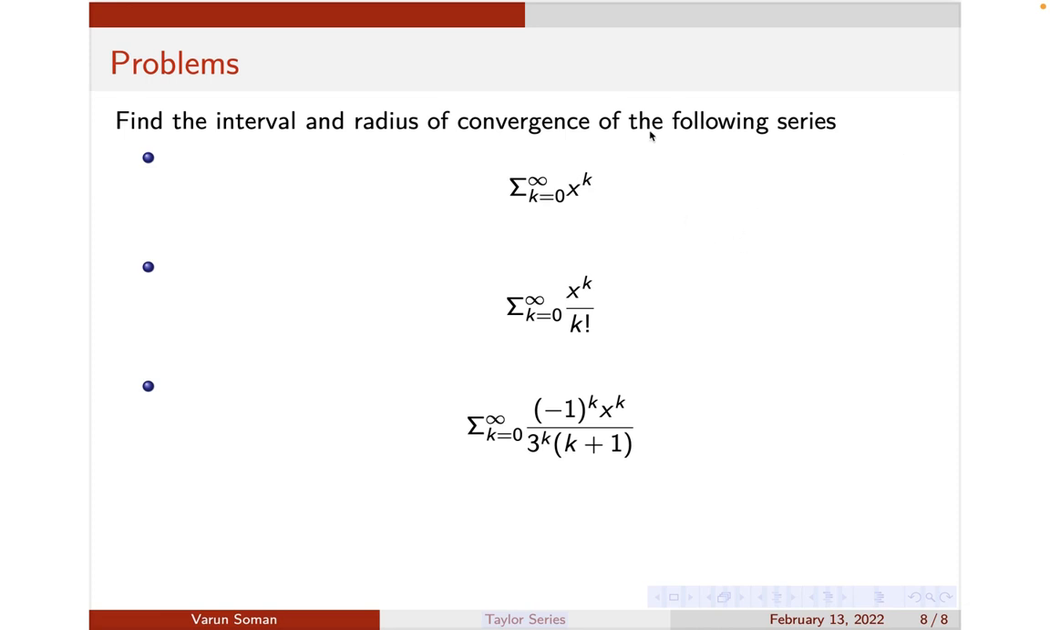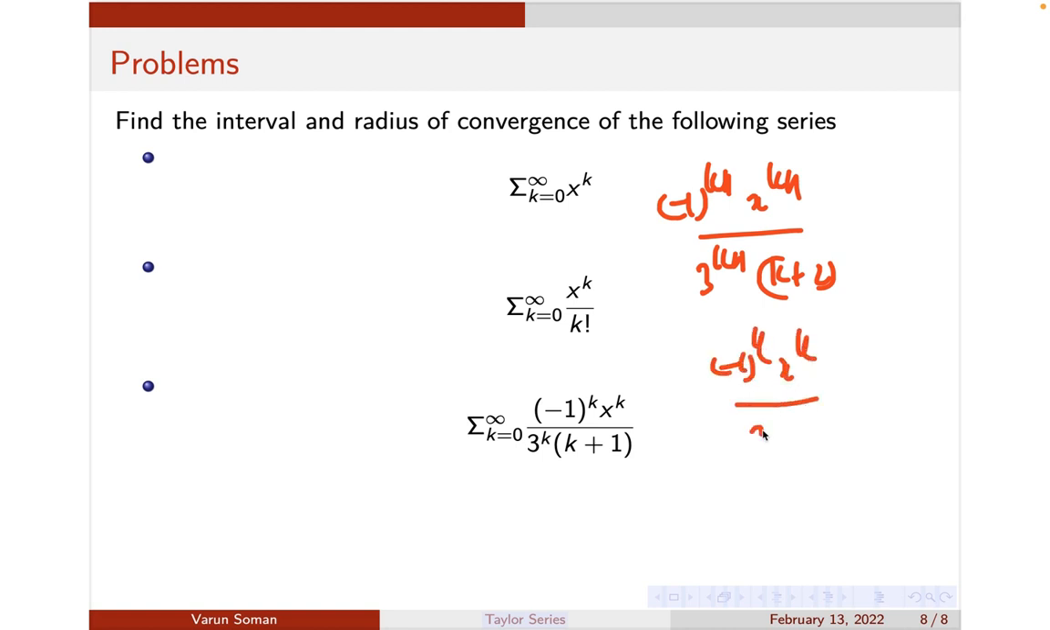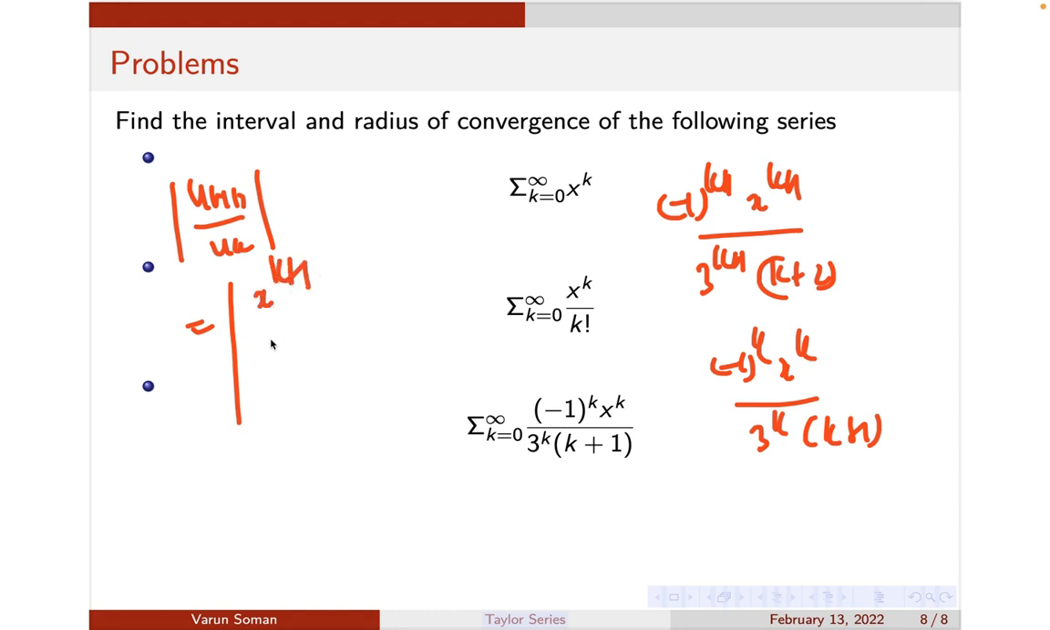You will be looking at u_{k+1}. u_{k+1} is (-1)^{k+1} x^{k+1} by 3^{k+1} into (k+1+1), so it is k+2. Okay, what is your u_k? It is (-1)^k x^k by 3^k into (k+1). Okay, so what is your modulus of u_{k+1} by u_k? So it is nothing but modulus of, you don't need to consider minus 1 now. So it is x^{k+1} by 3^{k+1}.